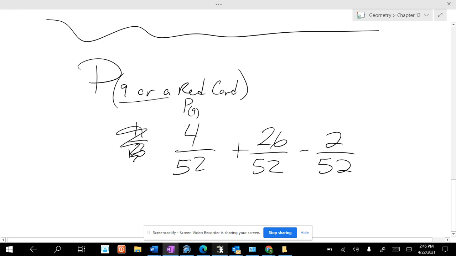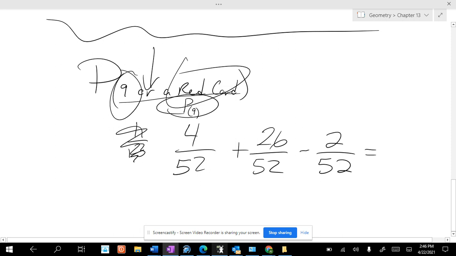So if you have a situation like this, where you're counting the same thing twice, you count all of the one thing, all of the other thing, and subtract the ones that you double counted to get the right number. If it's an or statement, if it's an and, then that totally throws it out. That's something totally different. But if it's an or, then you've got to go through this. 4 plus 26 is 30, minus 2 is 28. 28 out of 52, divide them both by 4, 7/13. You've got a 7 out of 13 chance of drawing a 9 or a red.